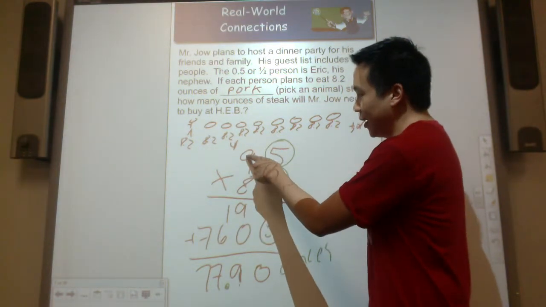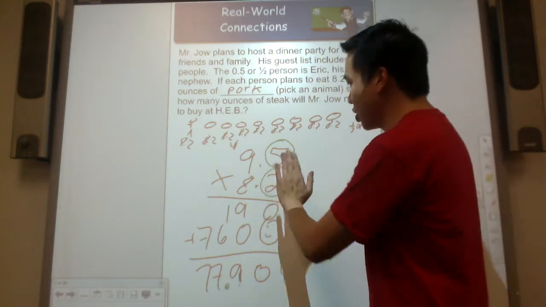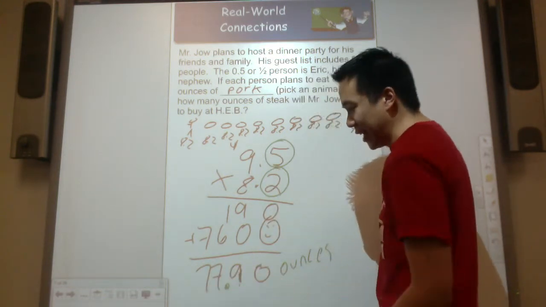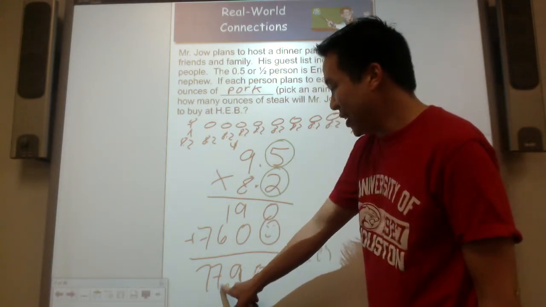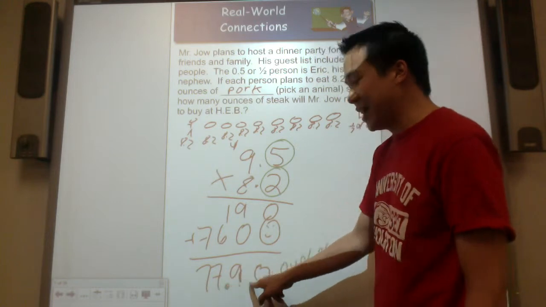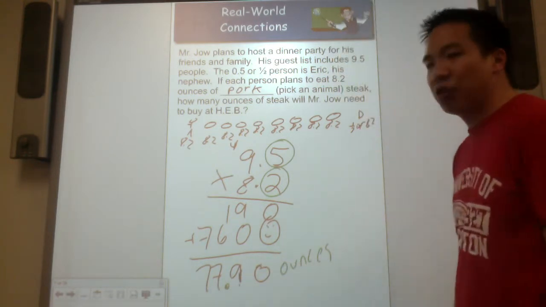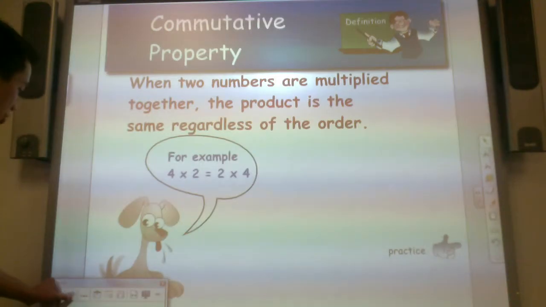Another way to do it is this way. Let's estimate. 9 times 8 is 72. So if I just multiply the whole numbers only, it's 72. So where should I put the decimal point so the answer is near 72? Between the 7 and 9, so it's 77 and 90 hundredths, which is close to 72. So it depends on how you want to complete it. So let's skip.